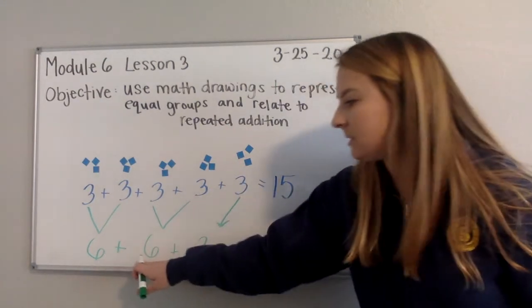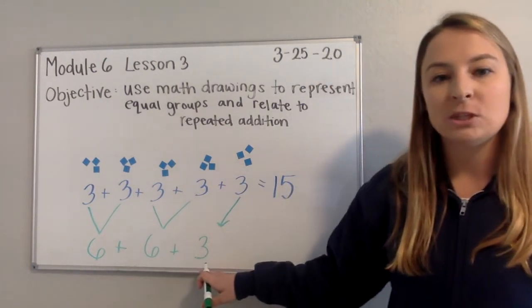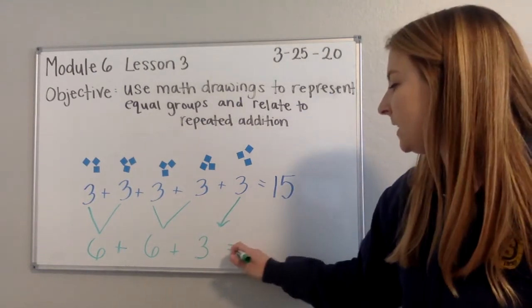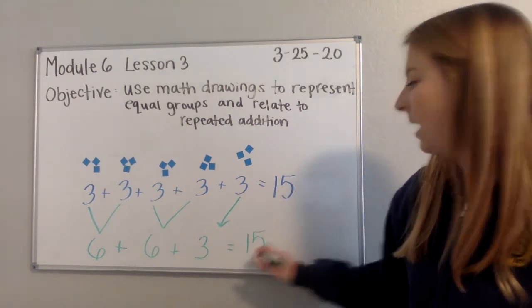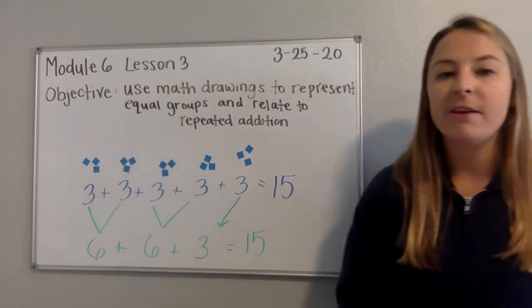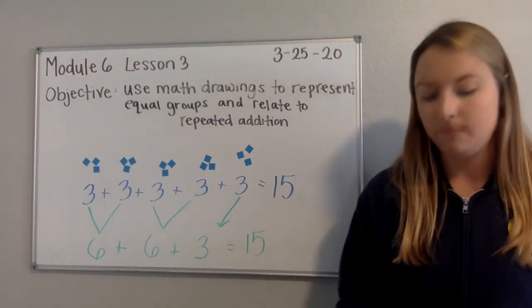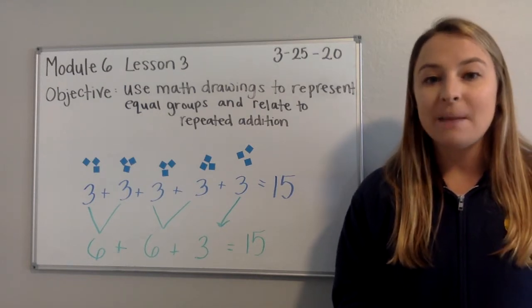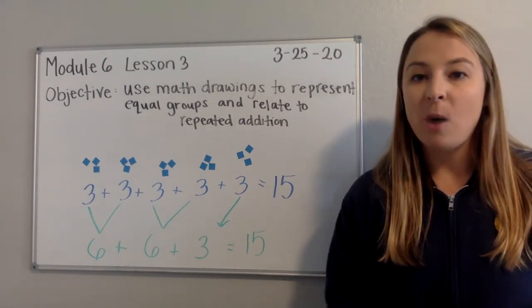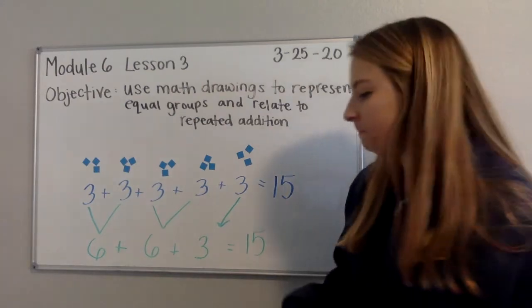I know 6 plus 6 makes 12, plus 3 more equals 15. Again, my answers match. I know that I found a more efficient way to add my addends without changing what the answer should be. That was our 3rd example. Now I'm going to clear my board and walk you through our daily word problem.